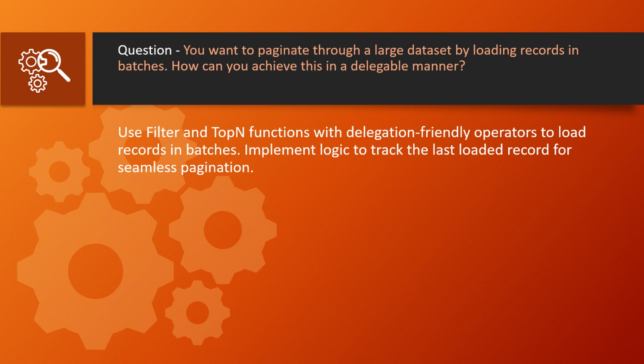We want to paginate through a large dataset by loading records in batches. How can we achieve this in a delegable manner? Here you need to use the FirstN, Filter, and Top functions with delegation-friendly operators that will load the records into batches. And you also need to implement the logic that will track the last loaded record for seamless pagination.